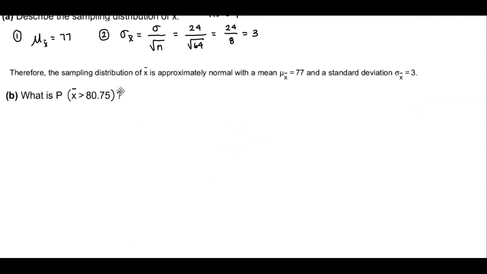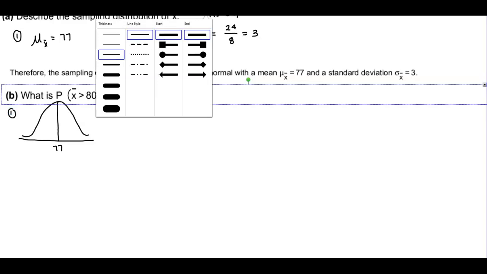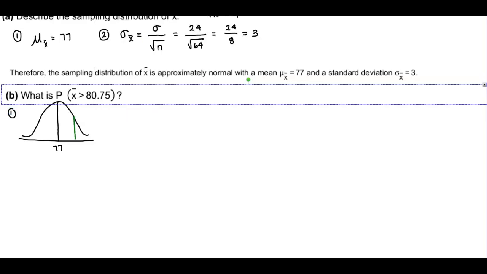Now we want to find the probability of the sample mean being greater than 80.75. We're using technology here, but before we do that, we know we're looking for a probability, so let's draw the bell curve. The mean is at 77, and we want to find the area where it is greater than 80.75.